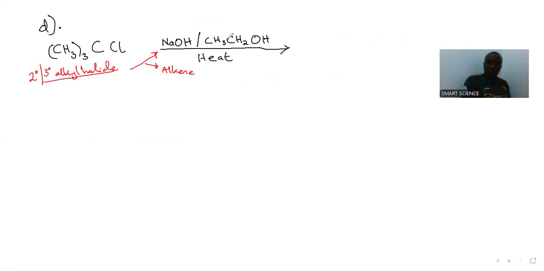So my product is going to be CH3. I will remain with 2 carbon double bond, then the third CH3 will lose a hydrogen to form a double bond.